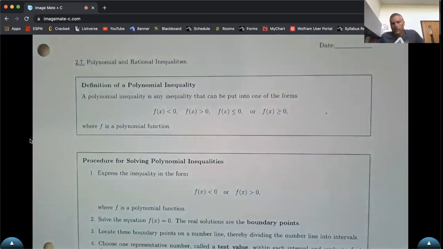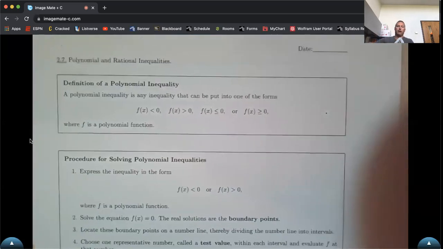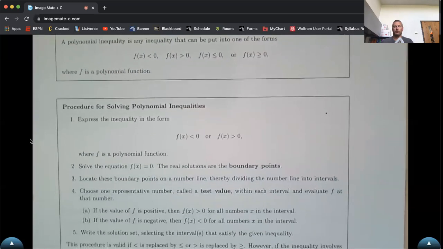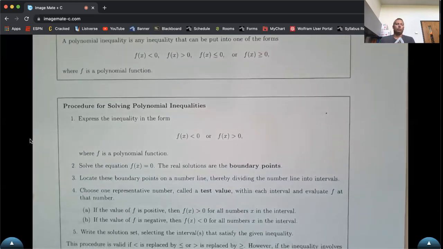Okay, so in 2.7, we talk about what are called polynomial and rational inequalities. I've got various steps here for solving these, but we'll of course see them in the examples. So polynomials, remember, those are nice powers of x. You add and subtract only positive integer powers like x squared, x to the third, x to the fourth. You only add and subtract those nice powers of x.